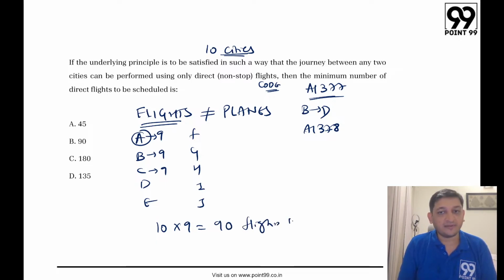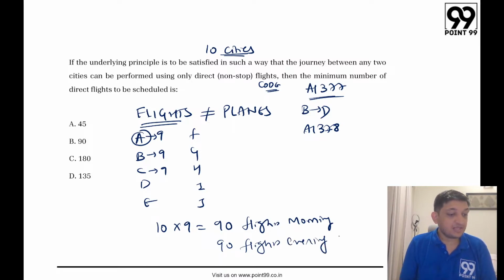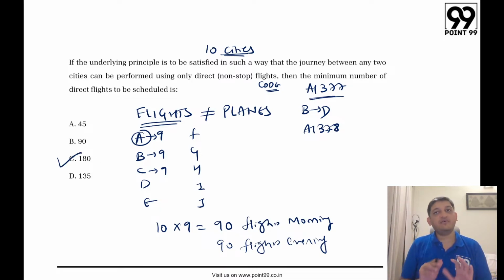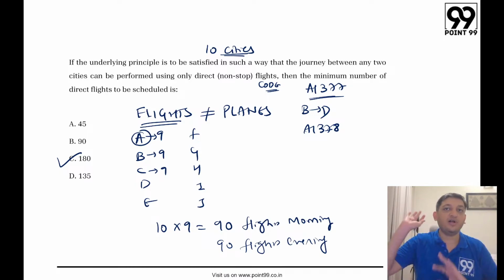This is in the morning. And similarly, you should also have 90 flights in the evening as well. Right? So you should have 90 flights in the morning, 90 flights in the evening. You should have a total of 180 flights to be able to service all the demands of all the passengers at all the airports.